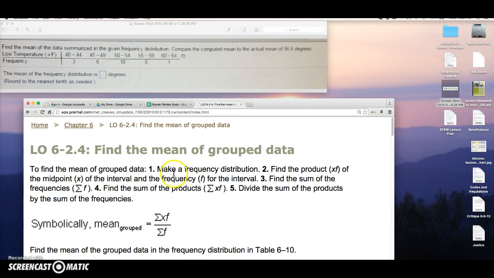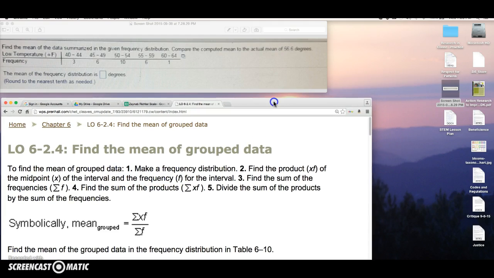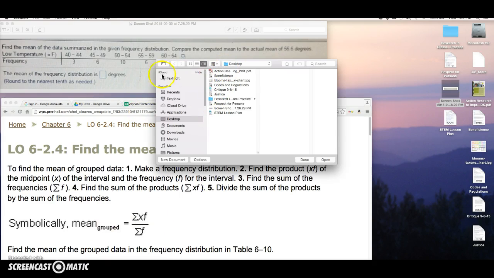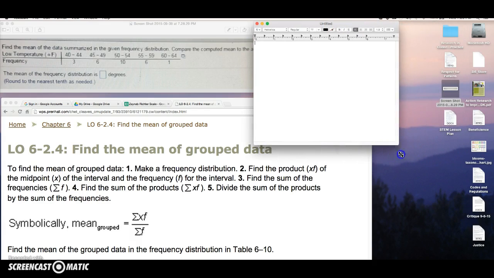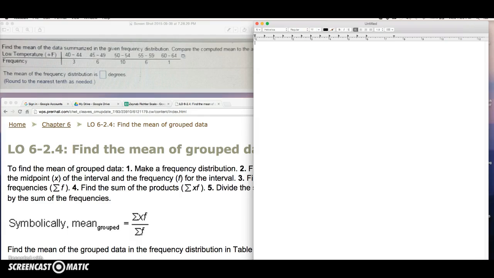So to find the mean of the grouped data, make a frequency distribution. Find the product xf of the midpoints, x of the interval, and the frequency for the interval. Okay, so that doesn't make any sense, but I'll show you basically what you do. We have a couple different groups. We have 1, 2, 3, 4, 5 different groups. And for each, I want to find the median.